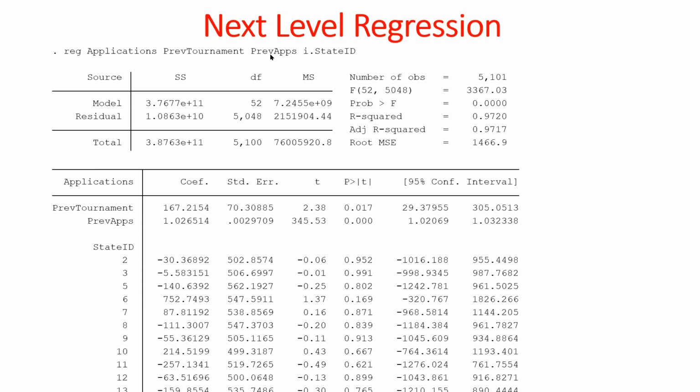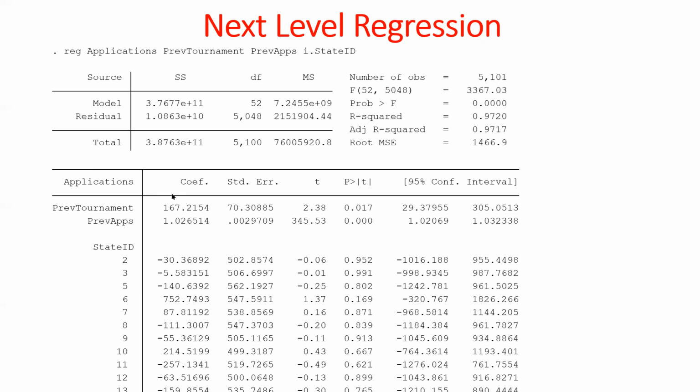So I say next level regression, we add in state fixed effects. So remember when I told you could include all these indicators for the different years? You can also do the same thing where I control for what state this school's in, right? Well, now this gives me even more power, right? Because we know different states have different populations, demographics, income levels, right? And so now the thought experiment is 2 schools with the same number of previous applications and that are in the same state, but one of them makes the tournament.